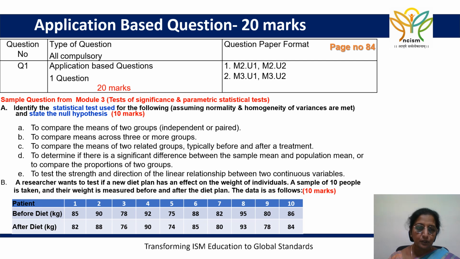The first row represents the patient number. It runs from 1 to 10. The second row represents the patient's weight before diet in kg. And the third row represents the patient's weight after diet in kg.